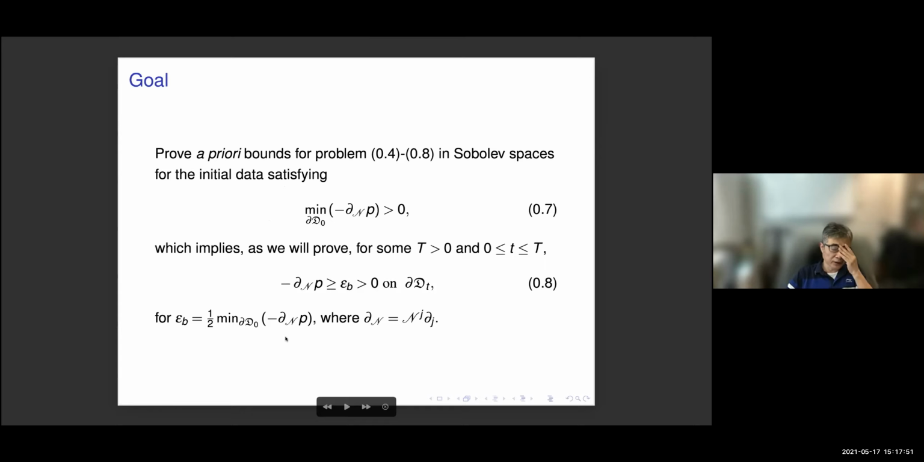So our goal is to prove the a priori bounds for this problem under the Taylor sign condition. So this is the initial Taylor sign condition.